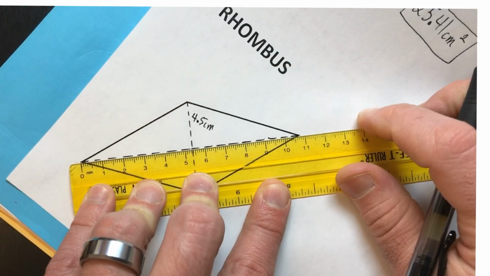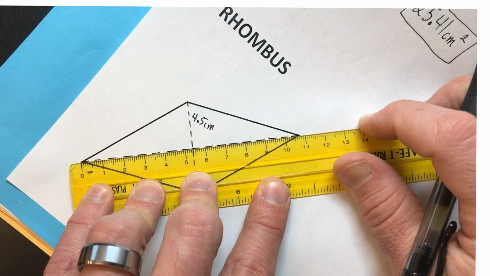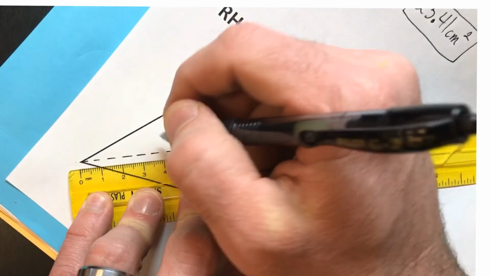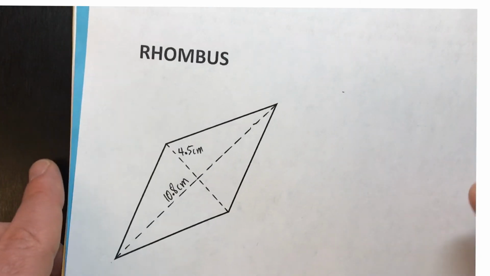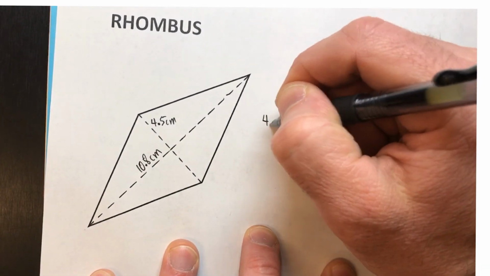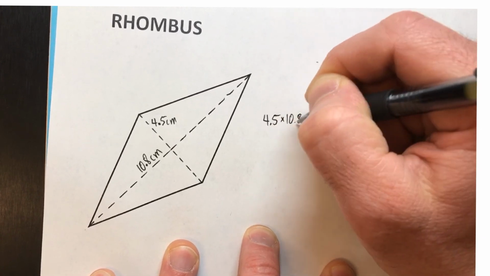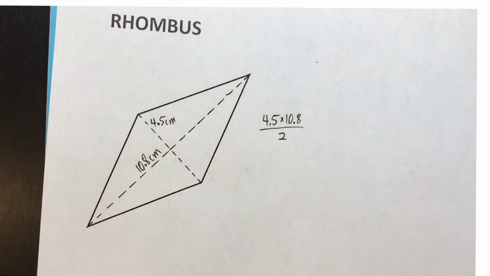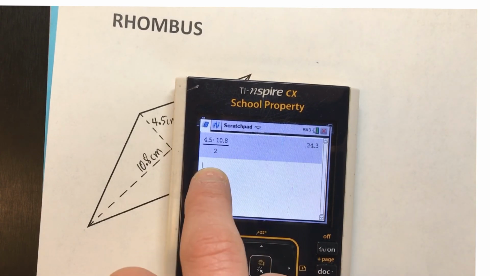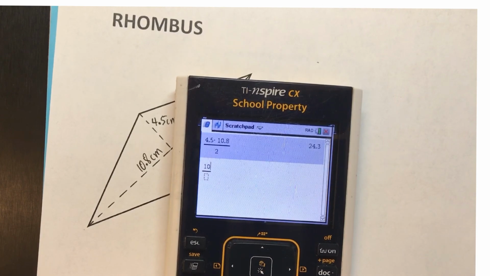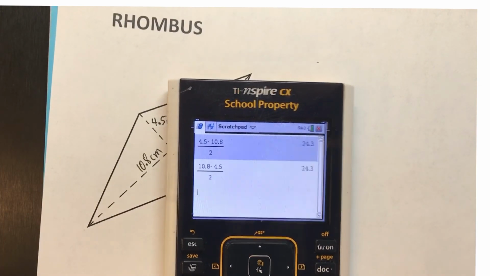Okay. How long is this one? About 10.8 or so. All right. So we're going to do 4.5 times 10.8 divided by 2. And there you go. Diagonal 1 times diagonal 2 divided by 2. And then again, it doesn't matter what order you put these in. 10.8 times 4.5 divided by 2 is going to give you the exact same answer.